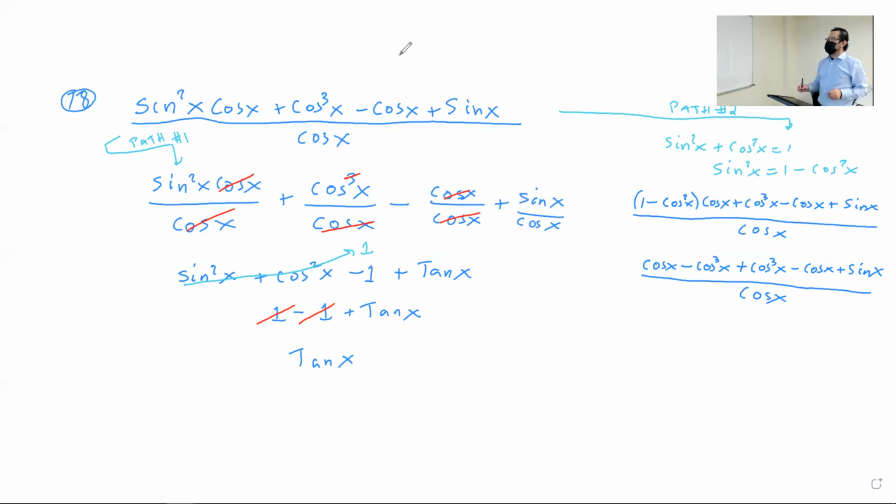And what's going to happen here is that the cosine to the 3 is going to be eliminated with the cosine to the 3. The cosine is going to be eliminated with the cosine because they have different signs. And I'm going to be left with sine of x divided by cosine of x. And this is tangent. That would be another way of doing it. So again, it's like unraveling the chain. As long as you use the identities correctly, you can get to the same solution.